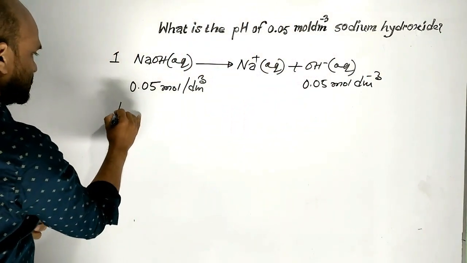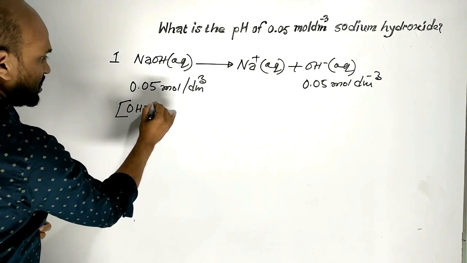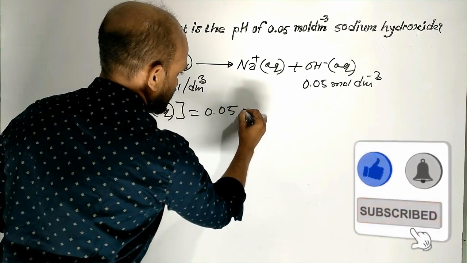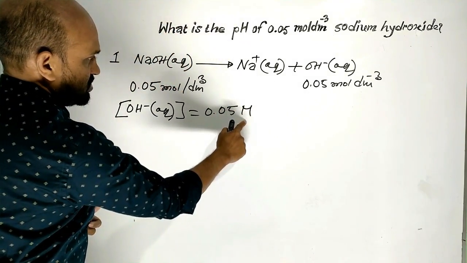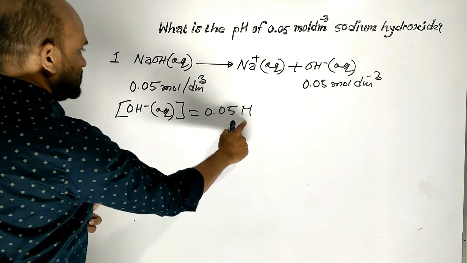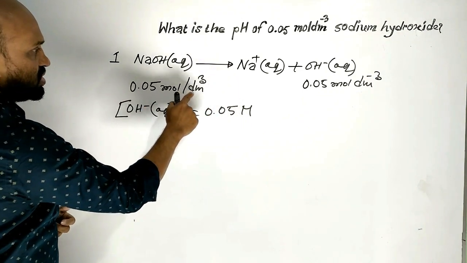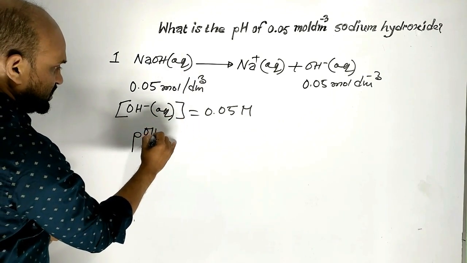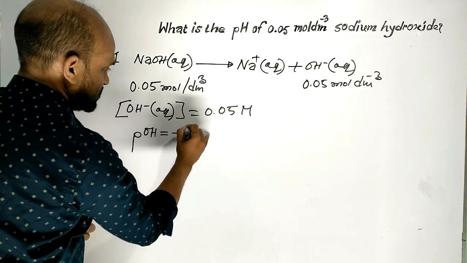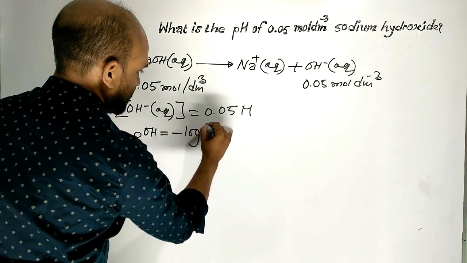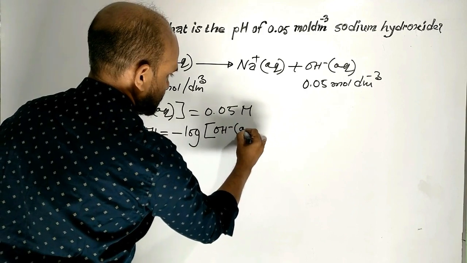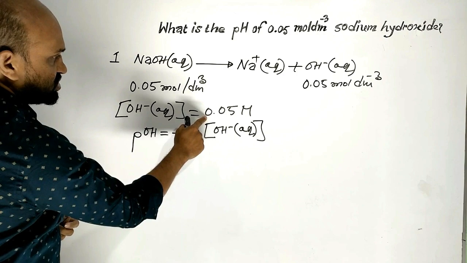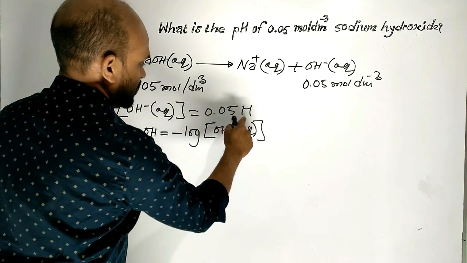That is, here concentration of hydroxide ion is 0.05 molar, that is mole per liter, that is to say mole per cubic decimeter. We know pOH is equal to minus log of hydroxide ion concentration. Here concentration of hydroxide ion is 0.05 molar.